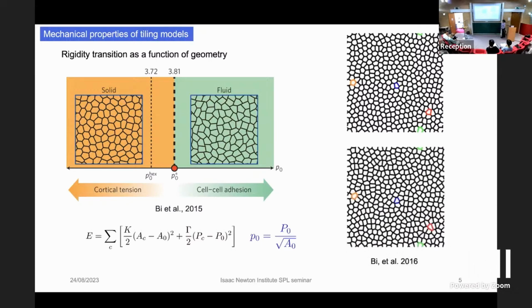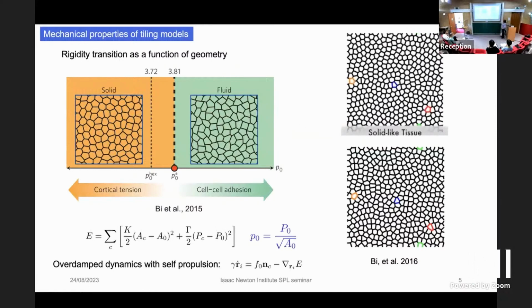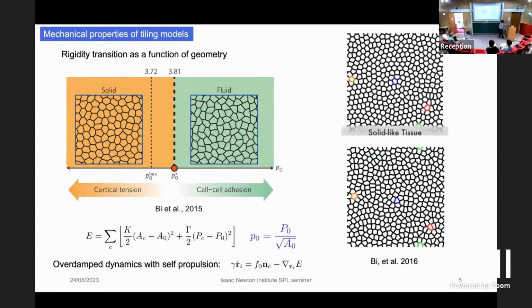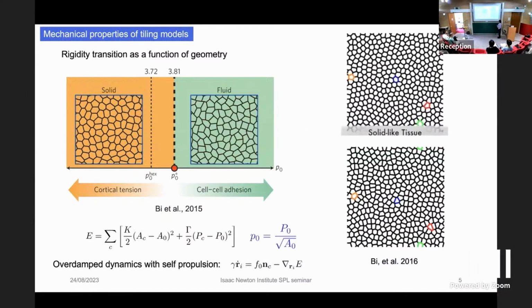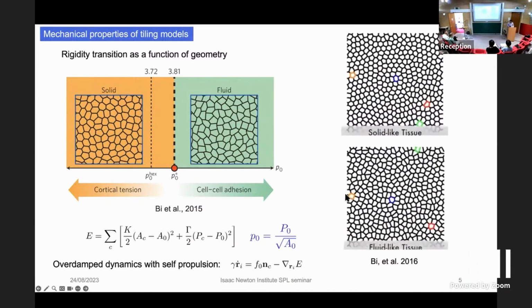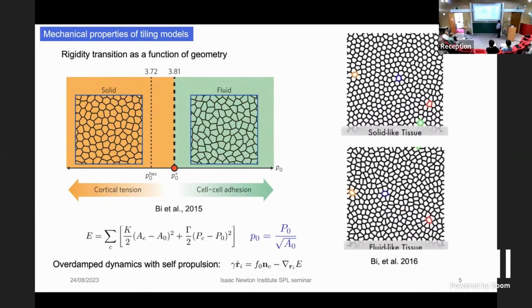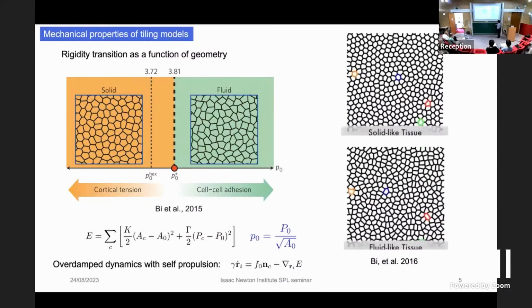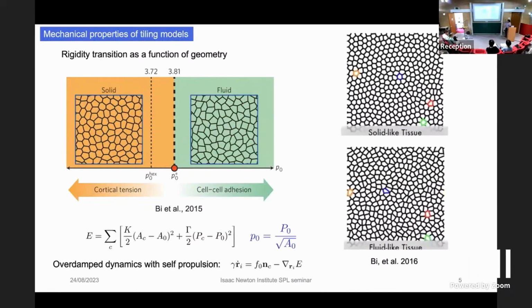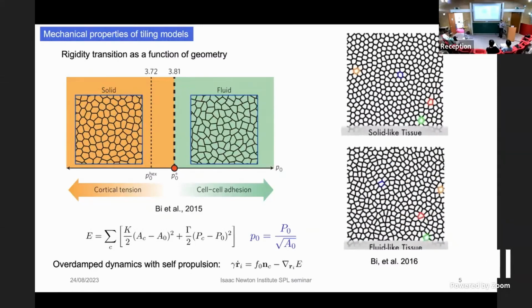So how you can see this is by adding some kind of activity to the cell, and this is taken from one of Max's talks, right? For low values of P naught, you give them some self-propulsion, they just jiggle in space, and you can do this during the MSD calculation. For high values of P naught, cells move. And the movement of cells occurs through neighbor exchange, what is called a T1 transition. So the cells essentially change neighbors.